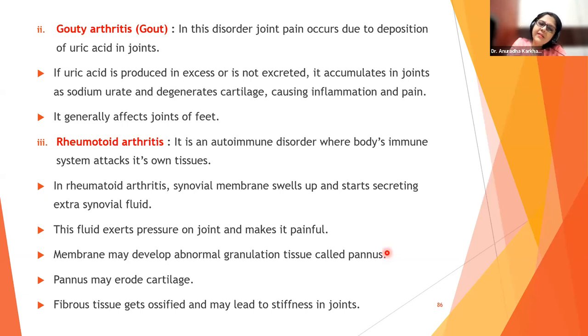So all three are arthritis only, but all three are formed or caused because of three different reasons. So osteoarthritis, gouty arthritis and rheumatoid arthritis. All three understood?